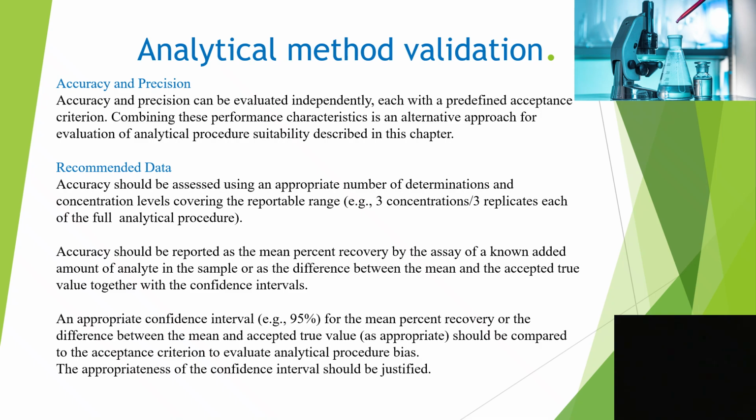Accuracy should be reported as the mean percent recovery by the assay of a known added amount of analyte in the sample, or as a difference between the mean and the accepted true value together with the confidence intervals. An appropriate confidence interval, that is the 95%. For mean percent recovery, or the difference between the mean and the accepted true value as appropriate, should be compared to the acceptance criteria to evaluate analytical procedure bias. The appropriateness of the confidence interval should be justified because it should be a confidence level of 95%.